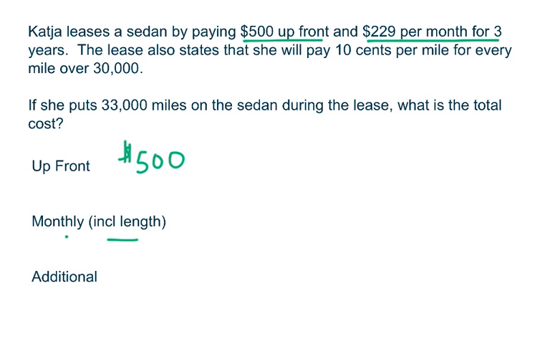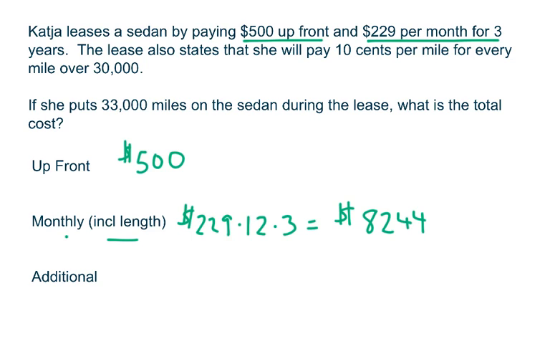So here she paid $229 every month, so that's 12 times a year for 3 years. So if we multiply all those together, we get $8,244. Those were her monthly costs over the length of the lease.